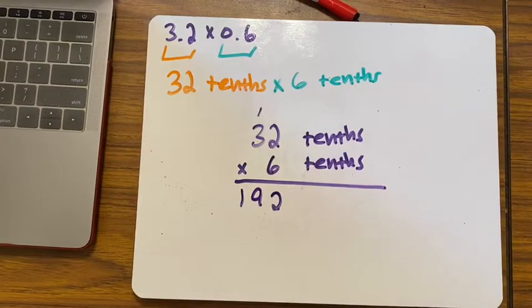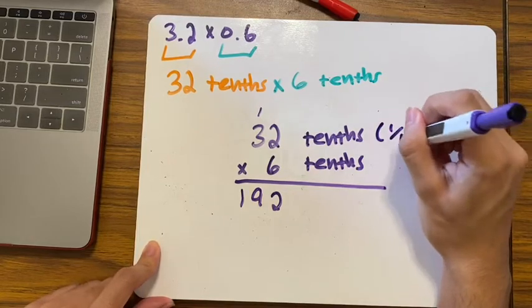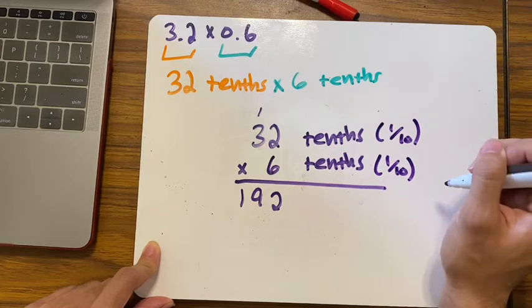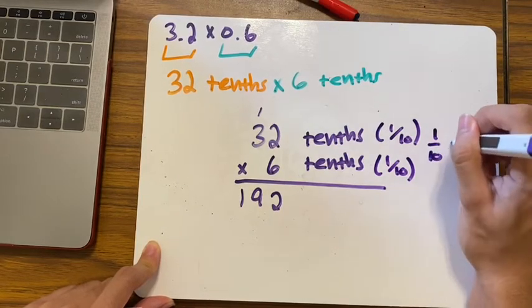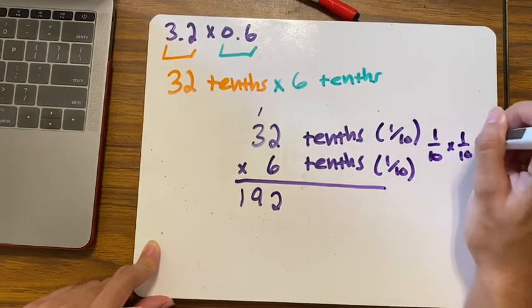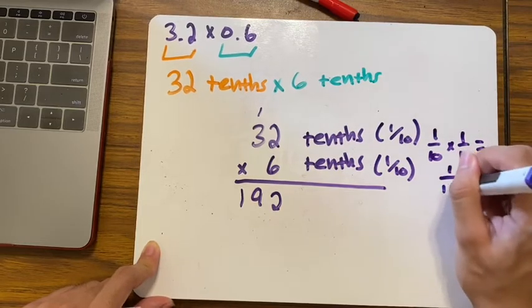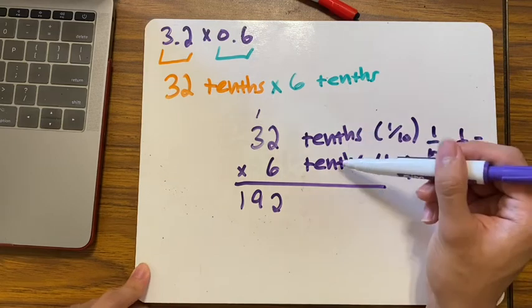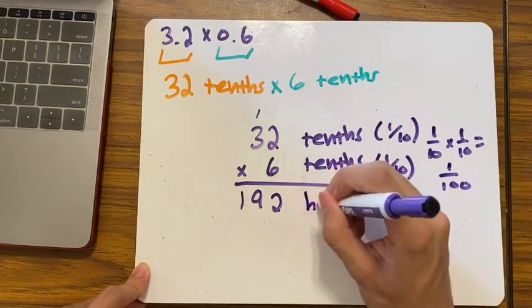But wait, everybody. Now we have this part to take care of as well. I have tenths, right? A tenth times a tenth. And much like we multiply fractions, 1 over 10 times 1 over 10, that's going to give me 1 over 100. So then that means if I multiply tenth times tenth, I'm going to get hundredth.